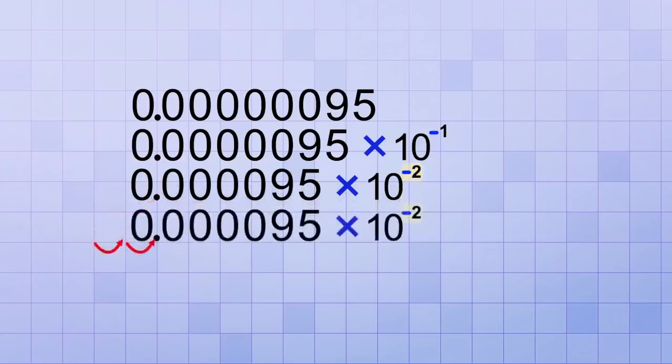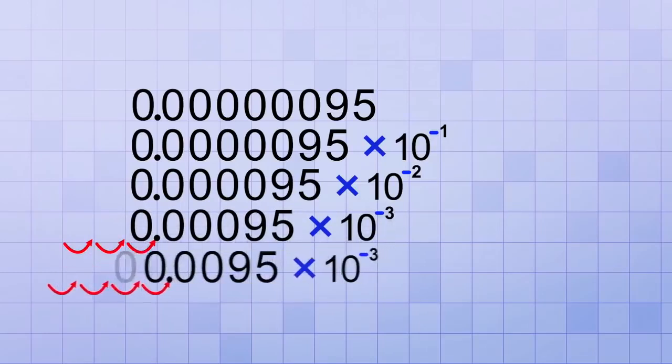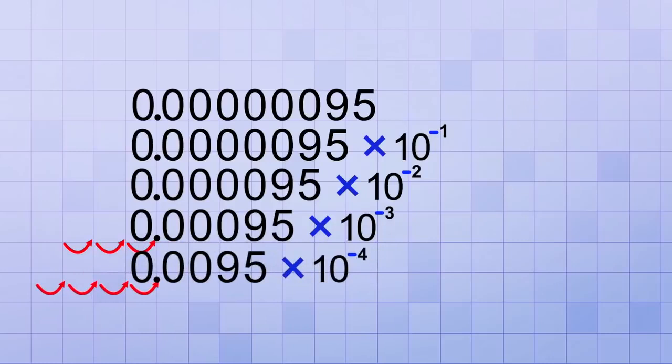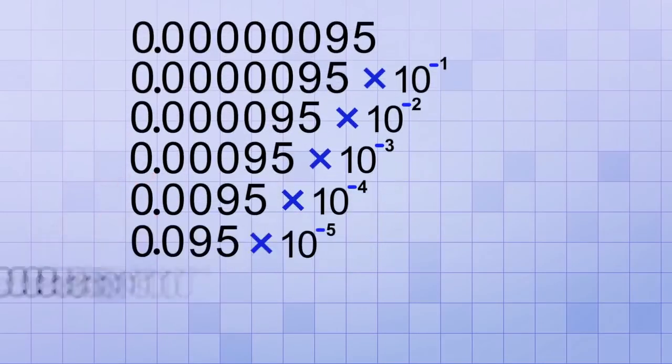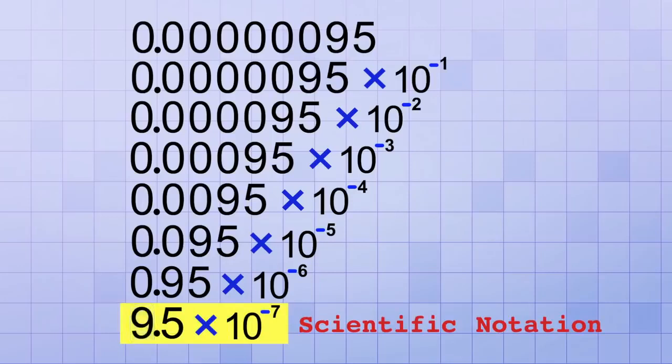And if we shift the decimal point 3 places to the right, we need to multiply by 10 to the negative 3 to compensate. And if we shift 4 places, then we need 10 to the negative 4 to compensate. Get the idea? And if we continue doing that until the decimal point is positioned so that there's only one digit to the left of it, that gives us the number in scientific notation.